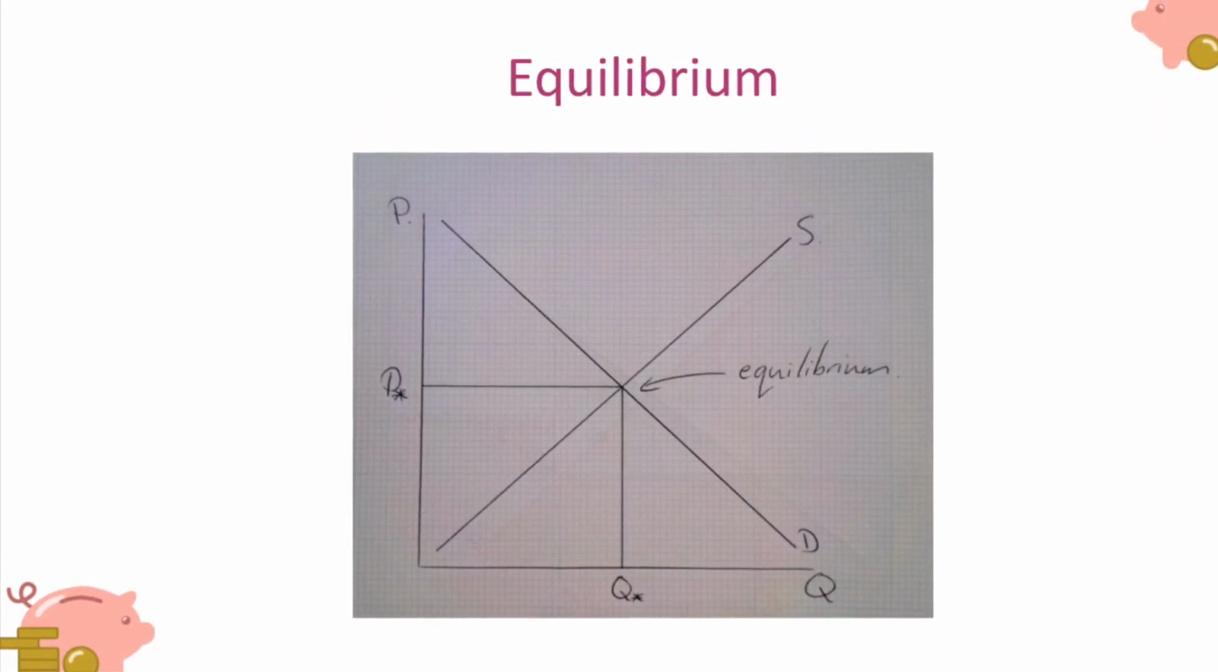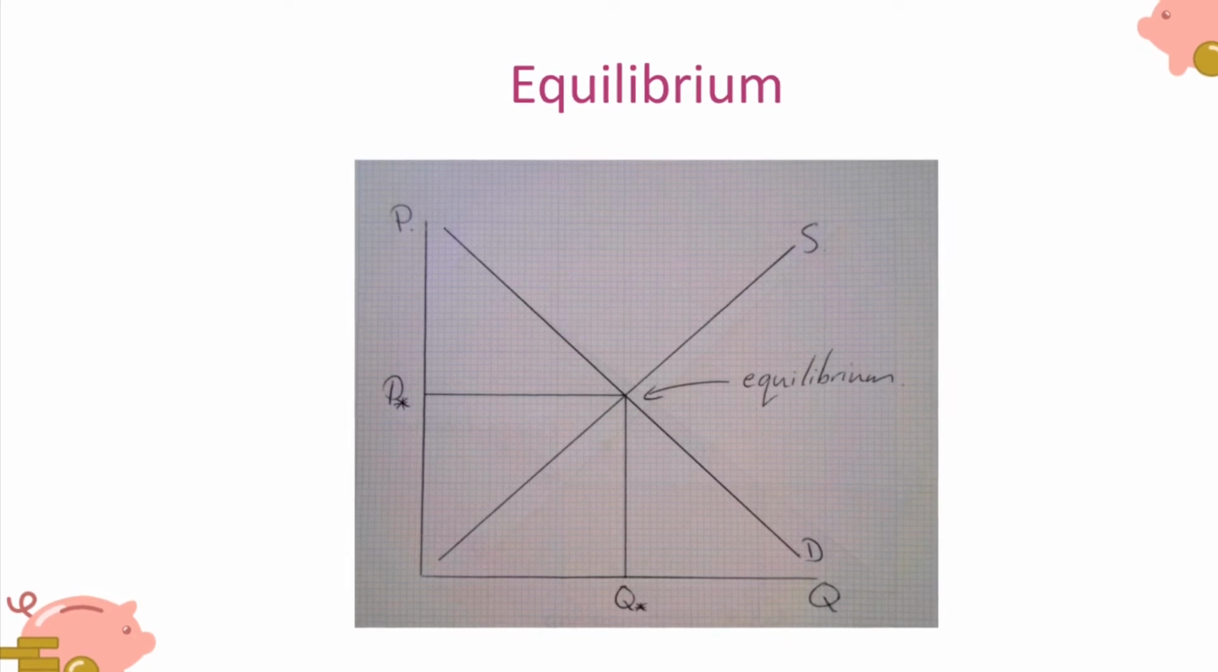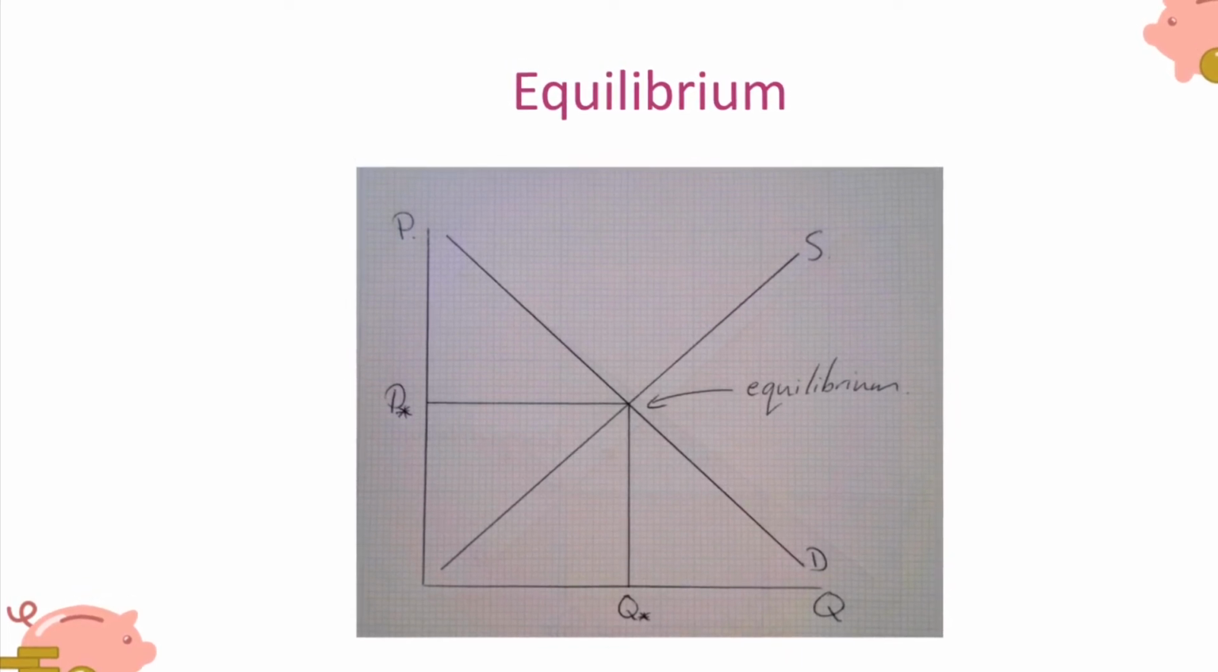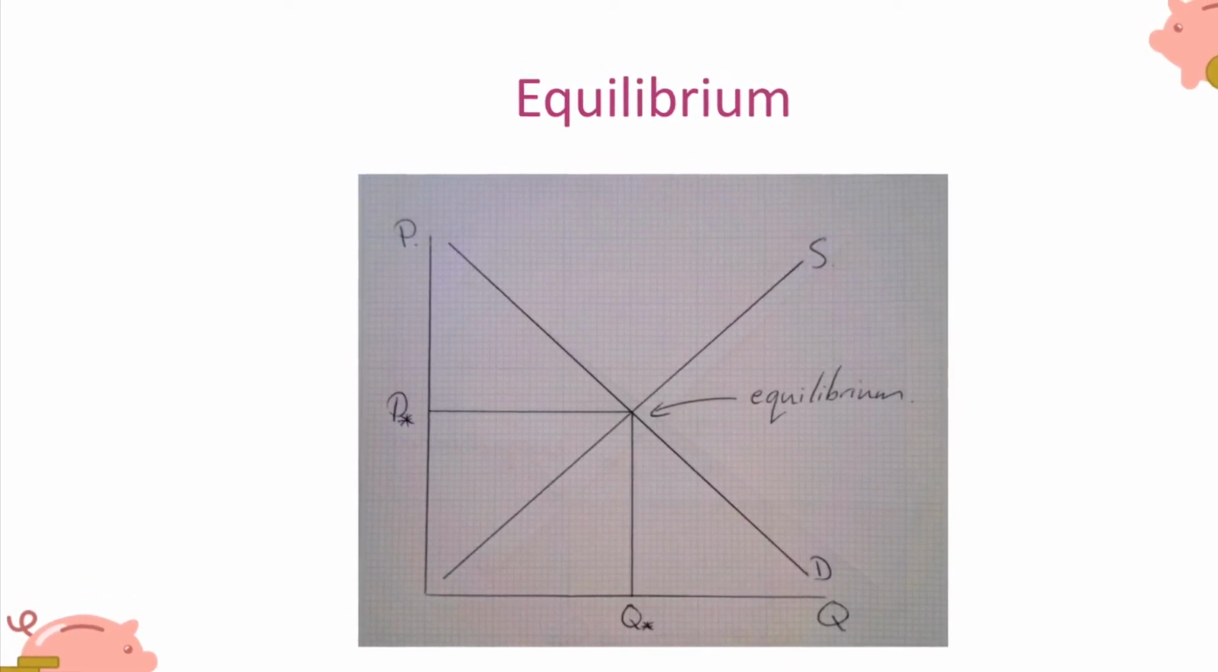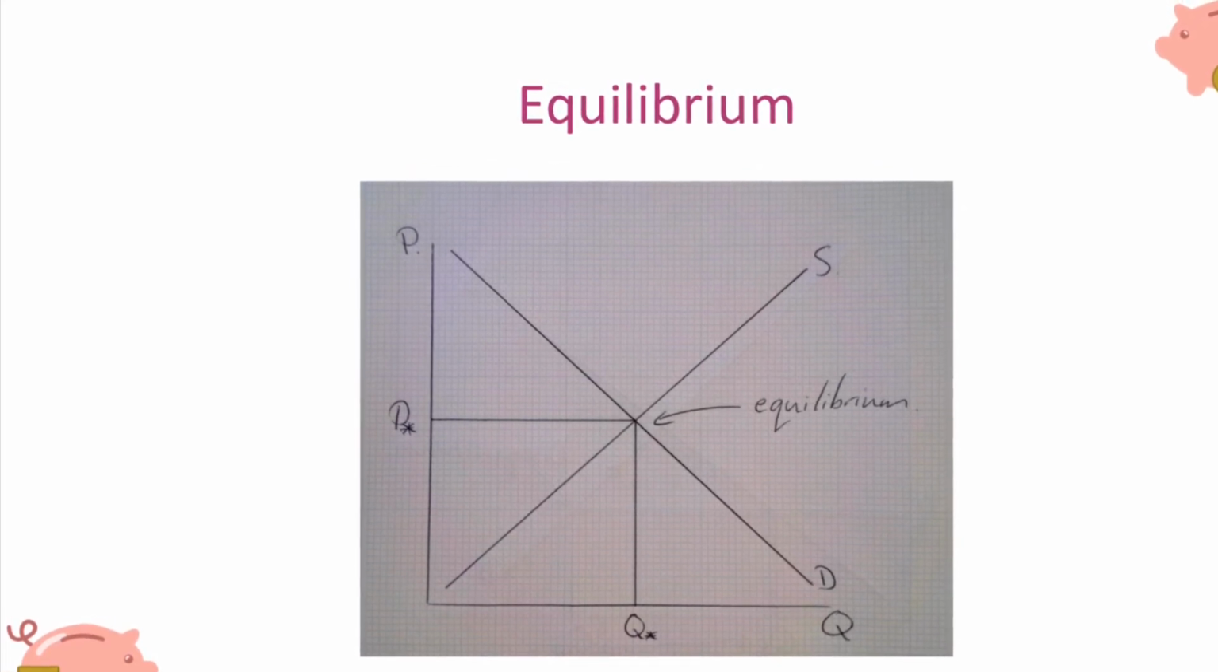If we go back to this diagram, we'll see that there is no shortage and no surplus. The market's clearing, and we've got an efficient outcome.